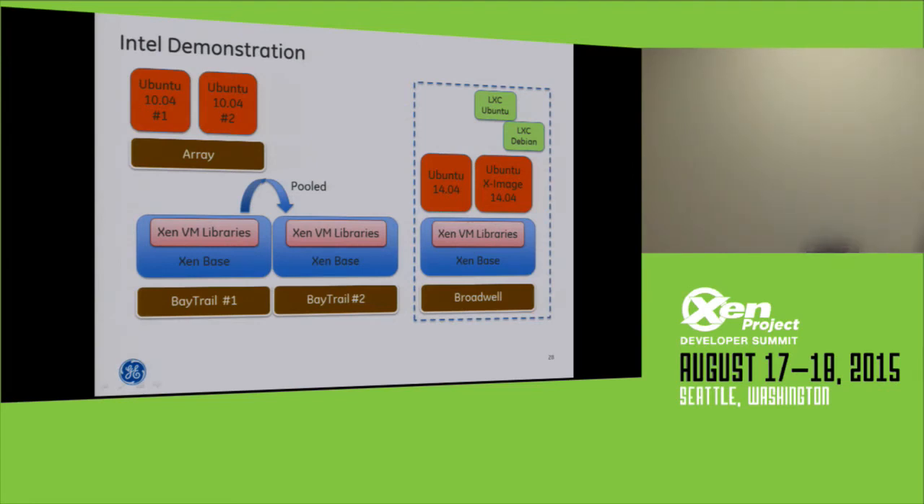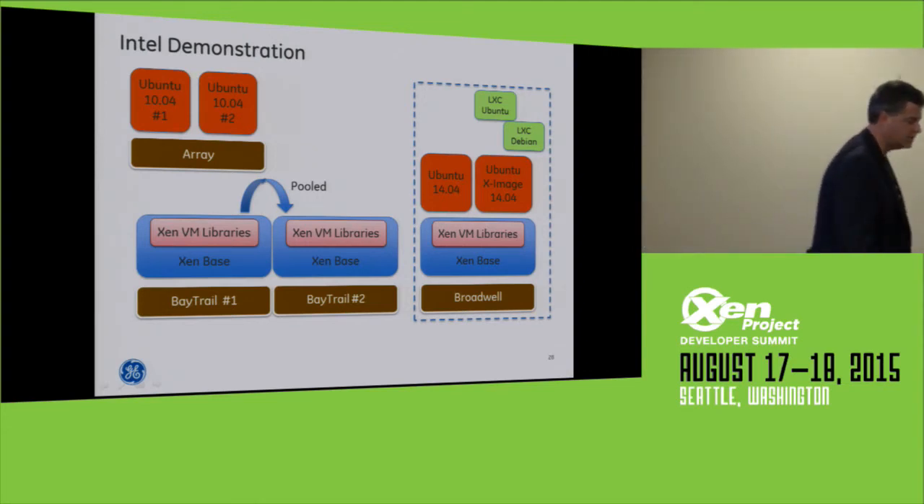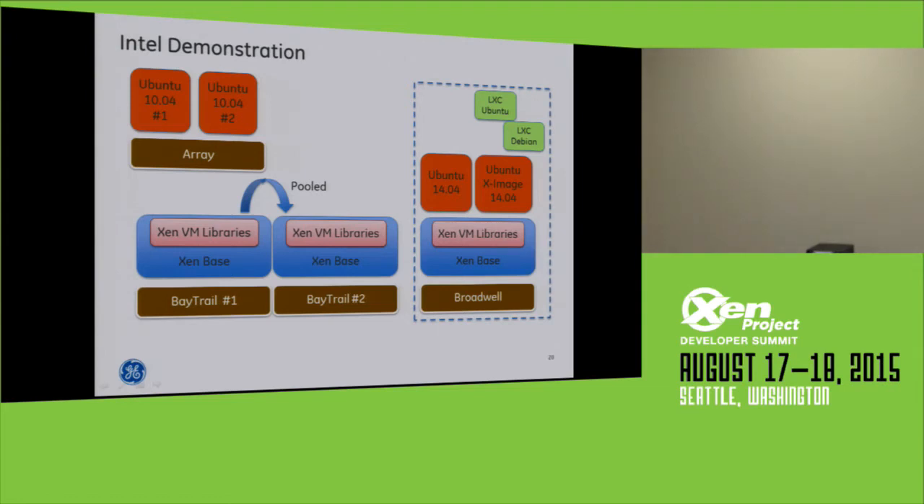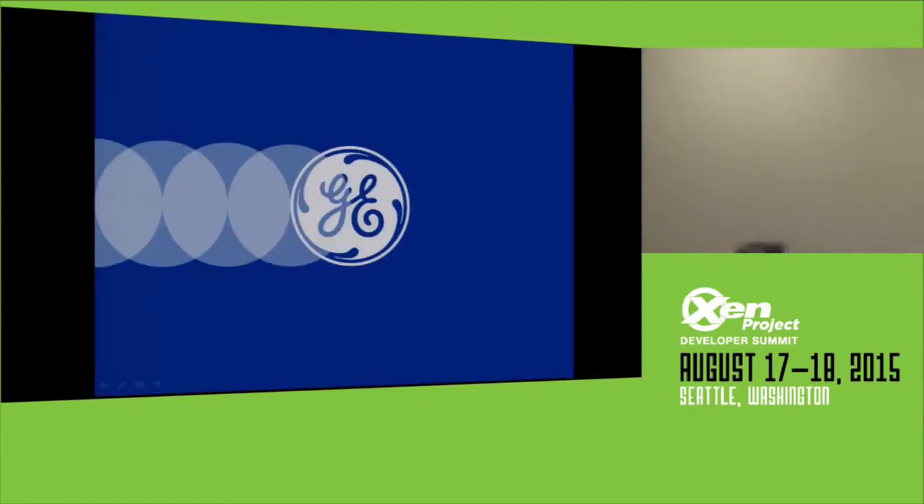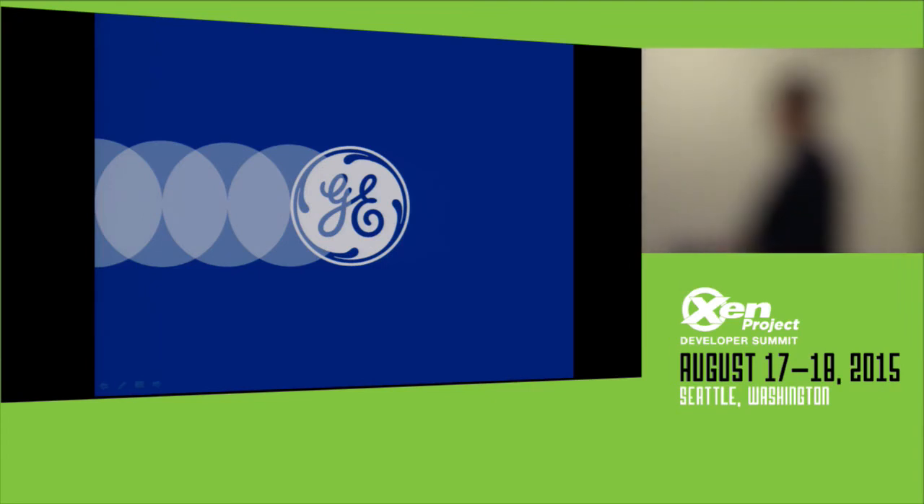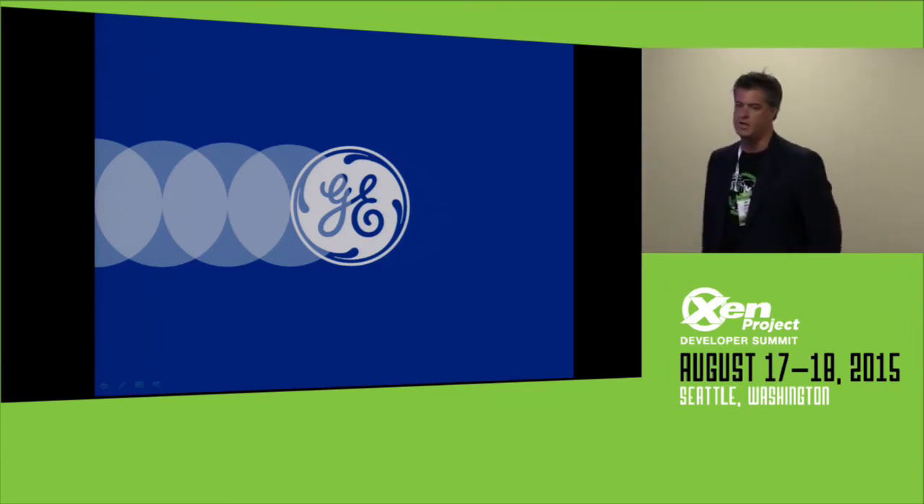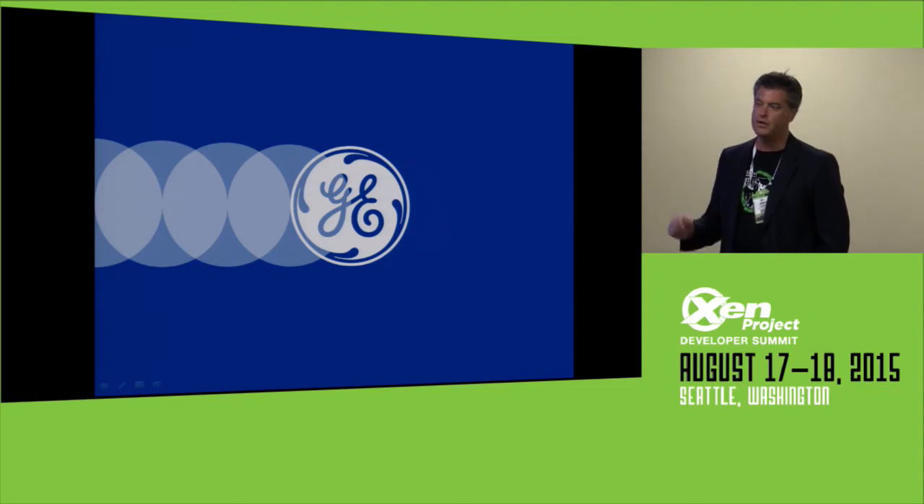All right, well, there's a picture of my demo we don't have time for. But again, we had some Bay Trail processors, we have a Broadwell. You can kind of see Xen here, ran in Boot2, ran Linux containers on top of that, and then you can use any of the other application containers on top of that as well. So again, I appreciate the opportunity as an end user to tell you a little bit about how we plan to use Xen. Hopefully you learned a little bit about the railroad.